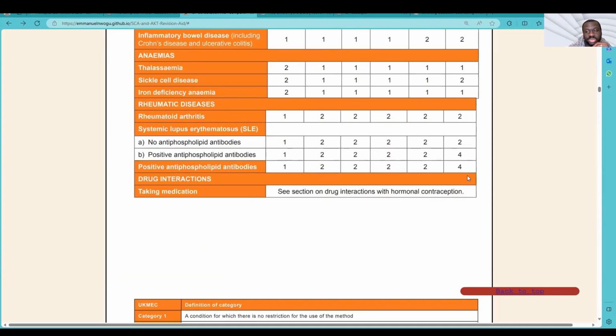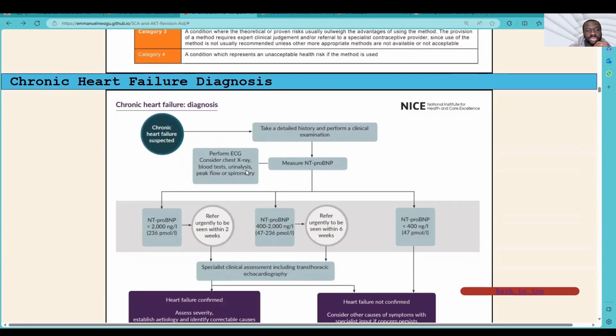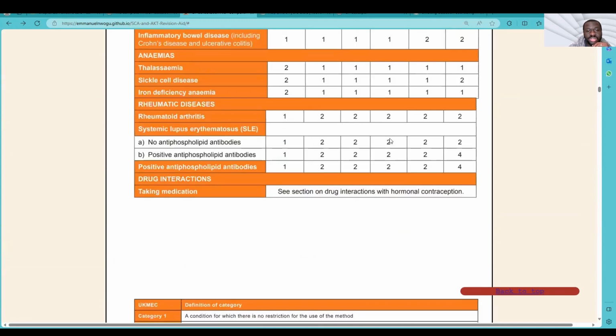Positive antiphospholipid antibodies obviously make combined hormonal contraceptives completely contraindicated because of increased risk of VTE. So the patient has SLE. Having SLE is not an absolute contraindication to combined pills, except that if the person has SLE, you have to know if they have antiphospholipid antibodies or not. If it's negative, you can prescribe combined. If it's positive, you cannot, because it contributes an increased risk of VTE.